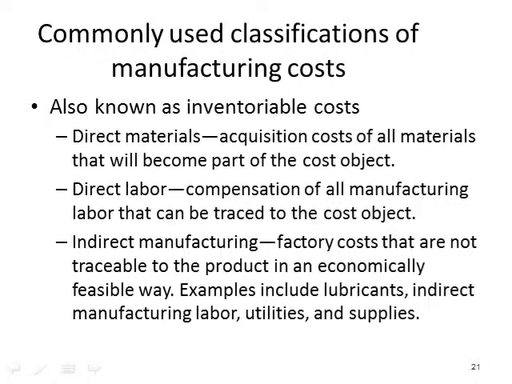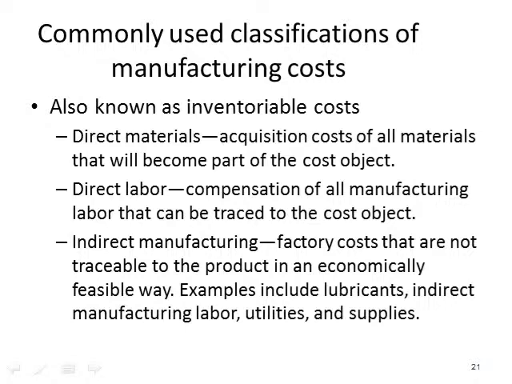Three terms are commonly used when describing manufacturing cost. These terms build on the direct versus indirect cost distinctions we've already discussed. And so we have direct materials, which is the acquisition of all materials that will become part of the cost objective. We have direct labor, which involves the compensation of all manufacturing labor that can be traced to the cost object. And so just be reminded that in each of those terms we have this idea of direct, right?